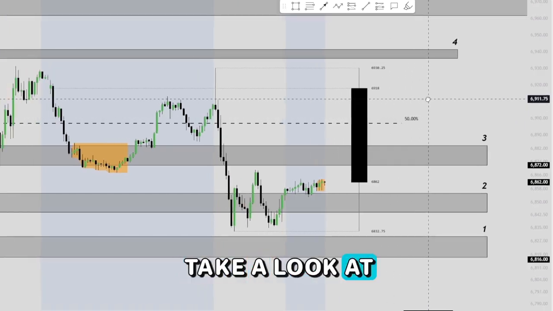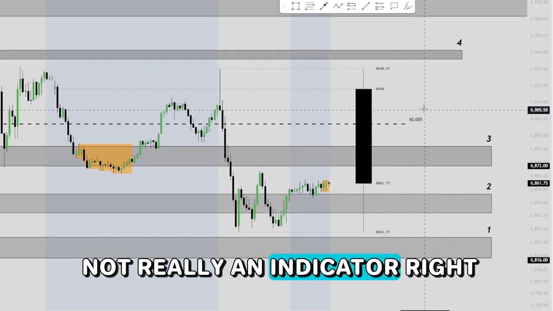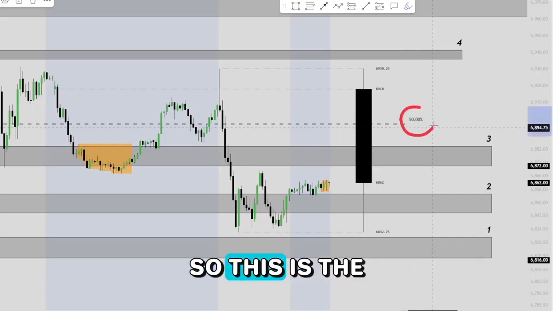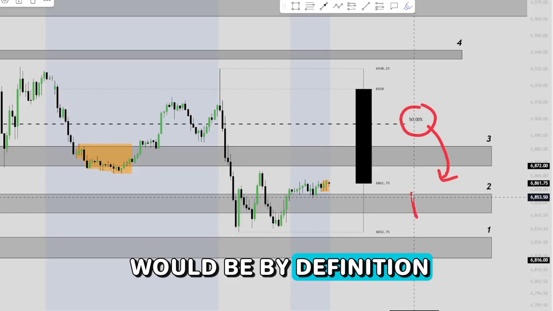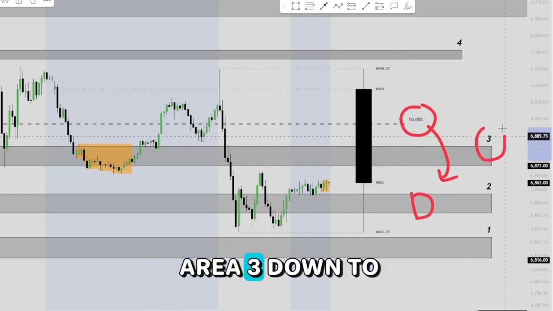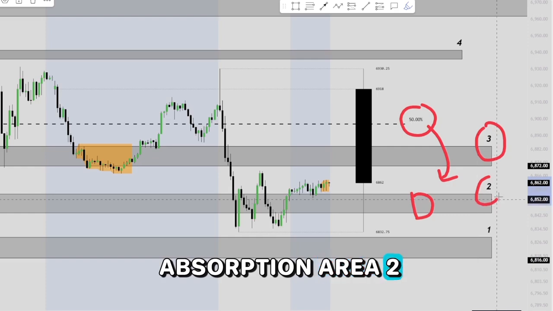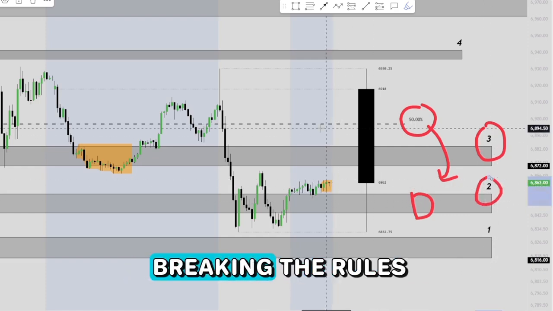If I take a look at some of the indicators that I use, yes, I use the fib, even though this is not really an indicator, right? So this is the 50% area. Anything below that would be, by definition, a discount. However, I shorted from absorption area 3 down to absorption area 2. So I was shorting in a discount. That is technically breaking the rules.